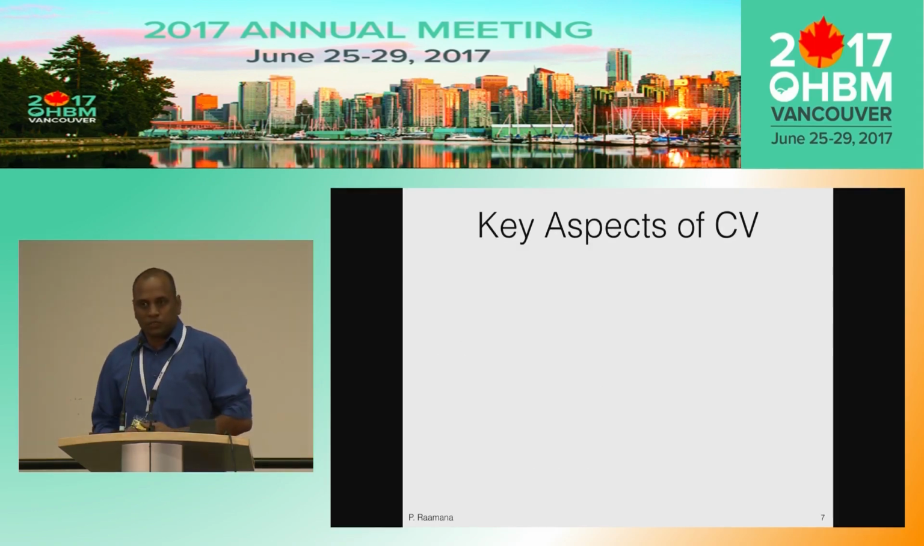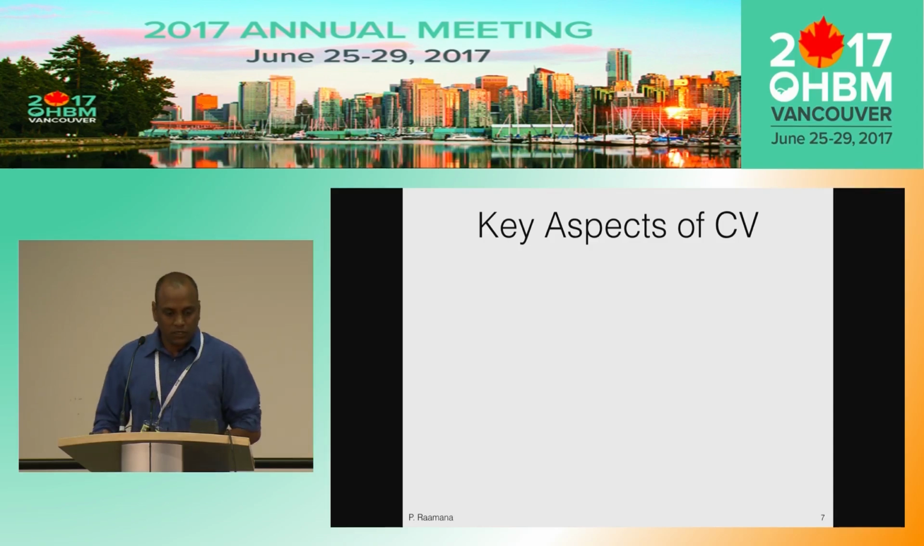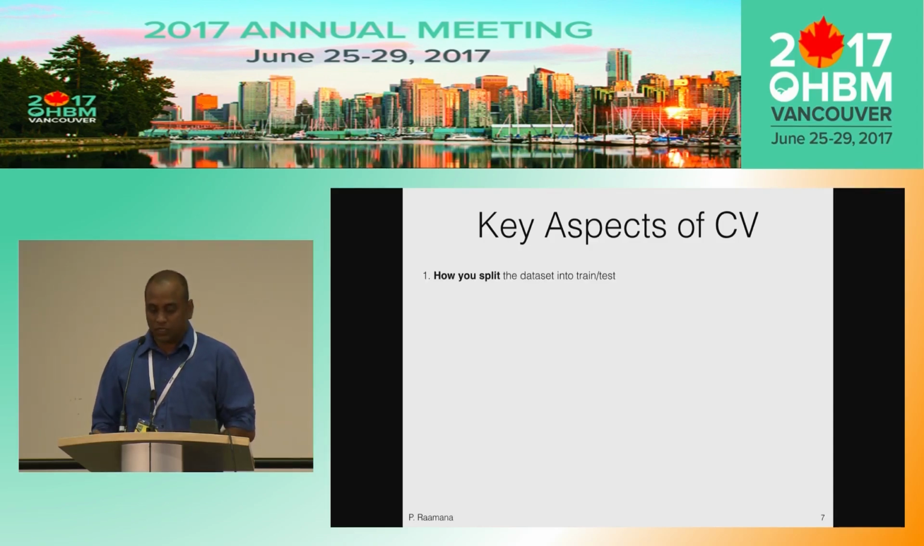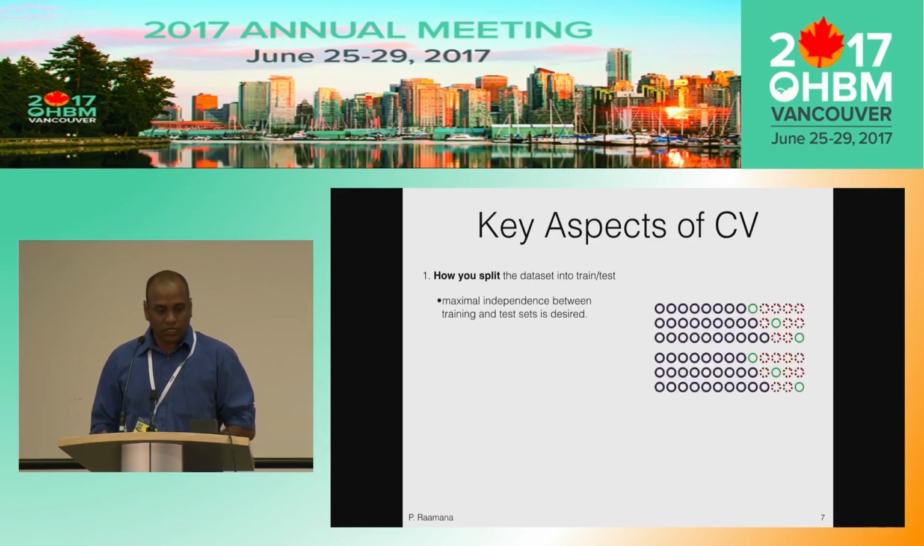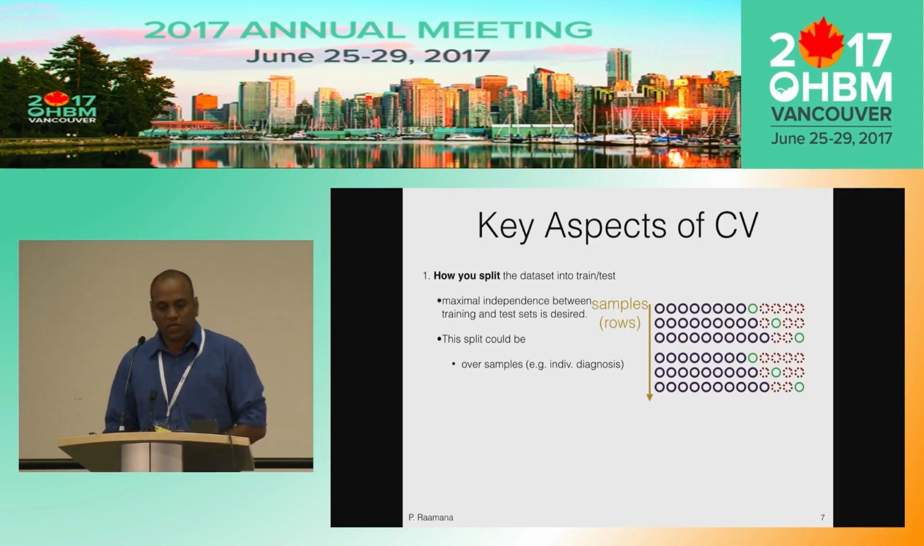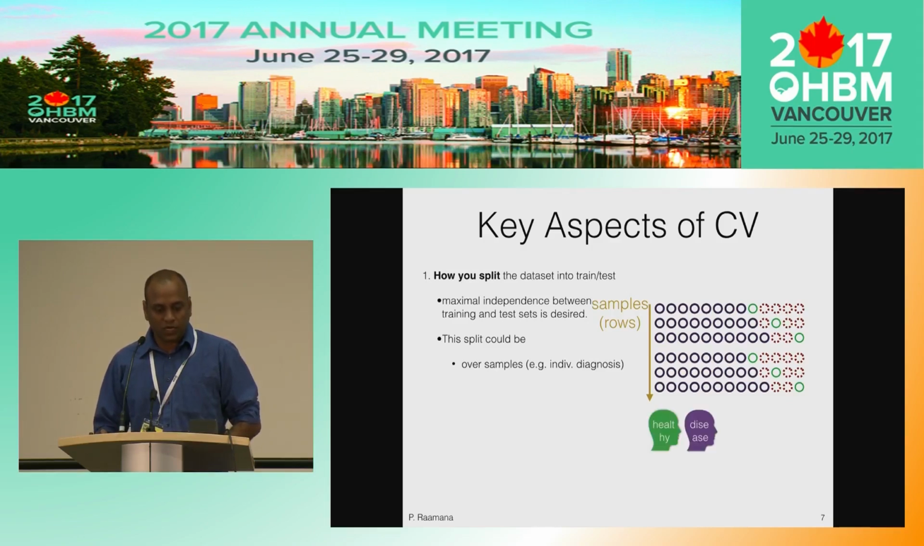There are 2 key aspects of cross-validation when you try to do it. The biggest one and the most important is how you split the data into training and tests, like Chris mentioned. We maximize the independence between the train and test sets, and this split usually happens across samples. For example, when you're doing individual patient diagnosis, you set aside some healthy controls and disease and train on the remaining ones to make predictions on the rest. It could also happen, like the healthy versus disease example.